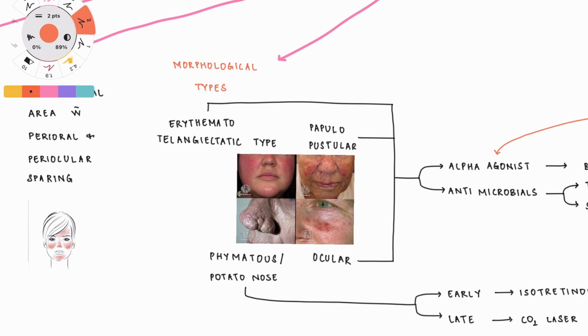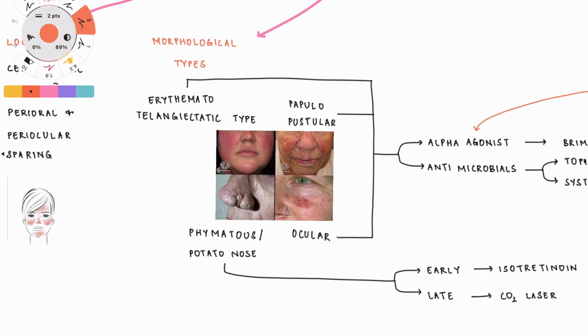We have four morphological types in rosacea. The first one is the erythematotelangiectatic type, where there is a reddish background on which small blood vessels are dilated. The next type is the papulopustular type, which is a combination of papules and pustules. The next type is the phymatous type, which involves the nose, hence it is otherwise known as potato nose. The last type is the ocular type, which involves the borders of the eyes.